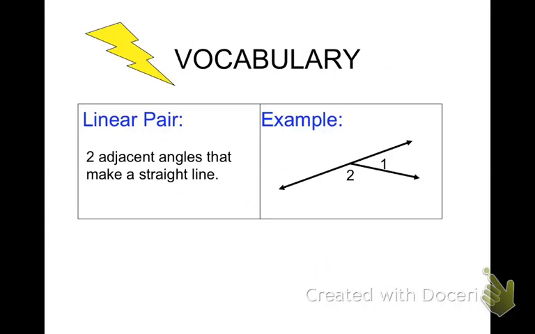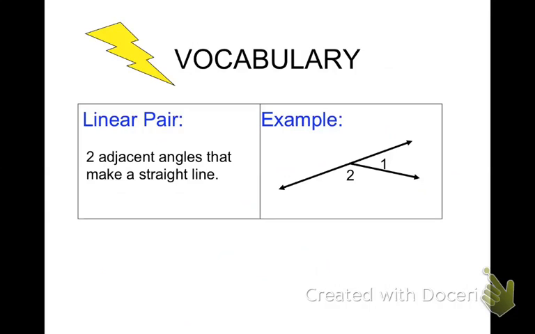So do we understand the difference between supplementary and linear pair? Supplementary angles can be any two angles that add up to 180. They do not need to be adjacent. A linear pair would be adjacent supplementary angles because they're going to make that straight line when they're put together. All right, so we've got linear pair.